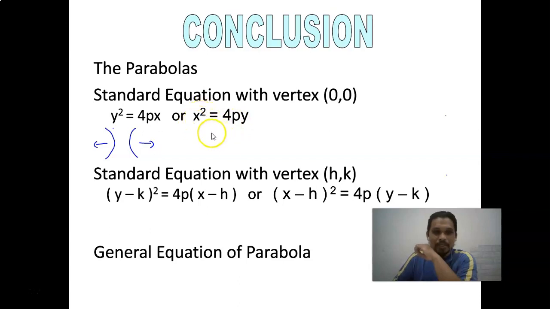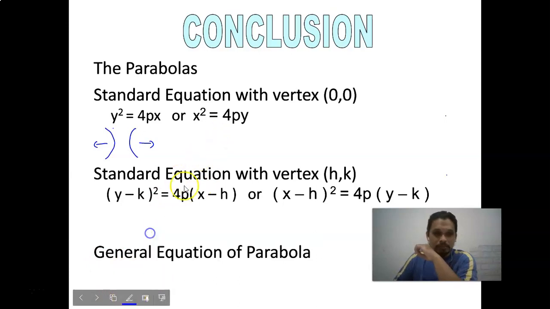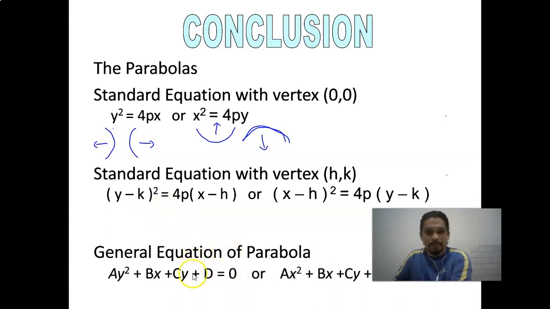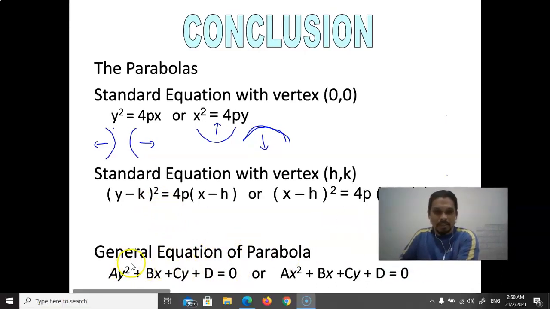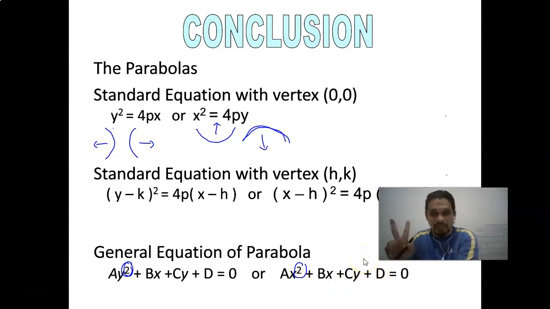And for x squared, the graph is either facing upward or facing downward. The general equation of a parabola has either y with a highest degree of 2, or x with a highest degree of 2. It cannot be both x and y with degree 2 at one time. It's only one.